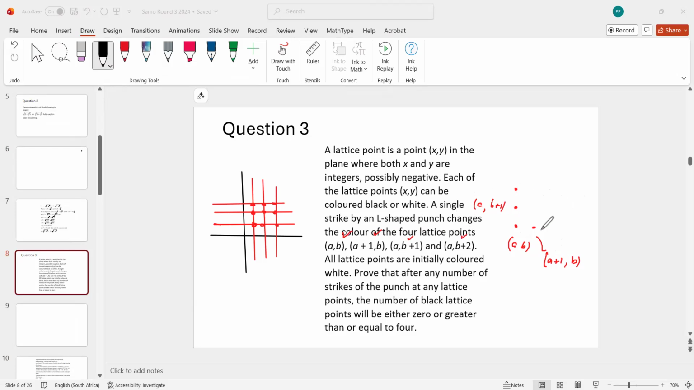Now you can see the L-shaped punch, some kind of an instrument. It changes the color of these 4 lattice points. So what's happening here is that you have some object which is changing 4 colors simultaneously. They are colored black or white.